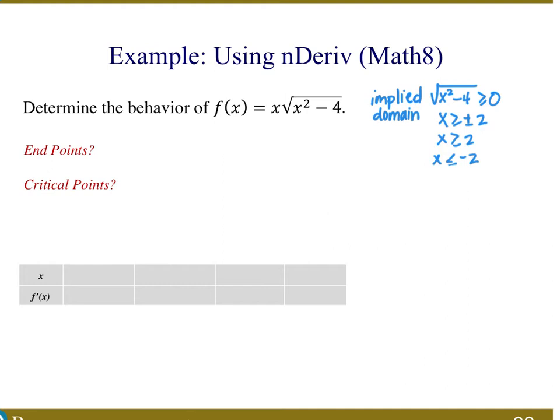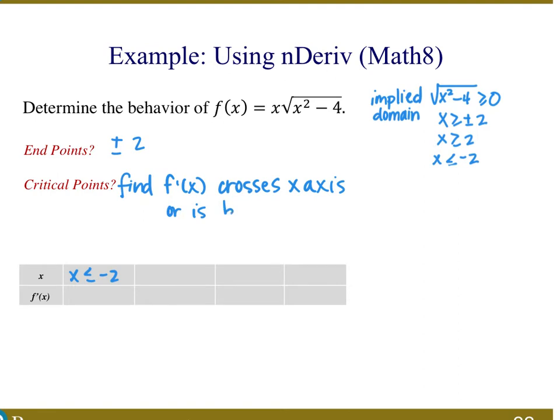Okay, now are there any other critical points? So I'm going to have the less than negative 2 section. Okay. Oh, we want to set the derivative, f prime, and we'll do a math 8, and find where it crosses the x-axis. So find where f prime of x crosses the x-axis or is broken. All right, so let's do a math 8 on that one. Let me turn my video on here.